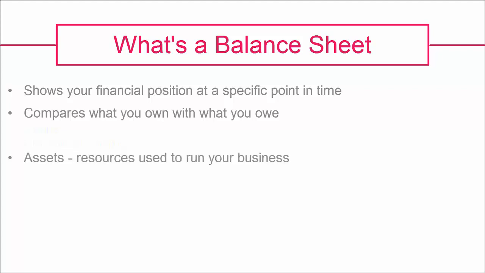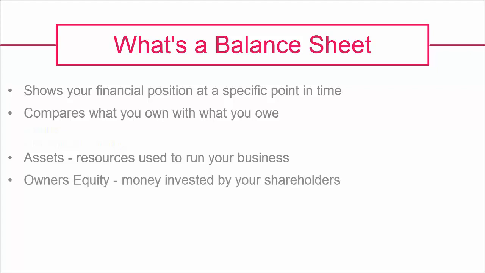What you own are your assets and are the resources you use to run your business. What you owe is made up of your owner's equity and liabilities. Owner's equity is the money that's been invested by the shareholders in your company, and liabilities is that which you've borrowed to further support it.